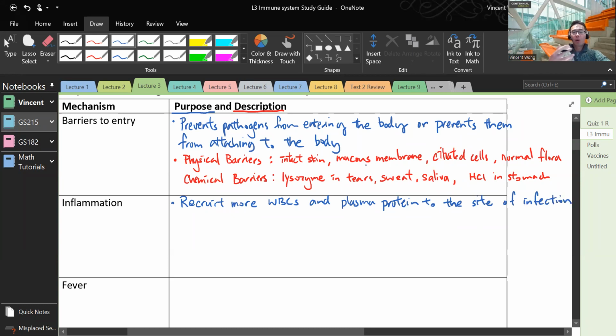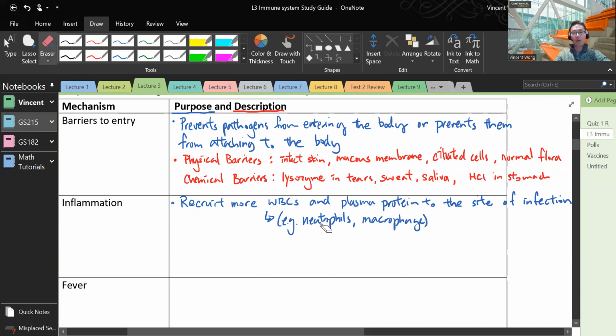Okay, so you want to get more white cells there to fight off the invading pathogens. You want to get more plasma proteins there to either help with the repairing or with fighting off the infection. So examples of white cells that will be recruited include neutrophils, right? These are phagocytes that would be able to eat up bacteria. We can get some macrophages.